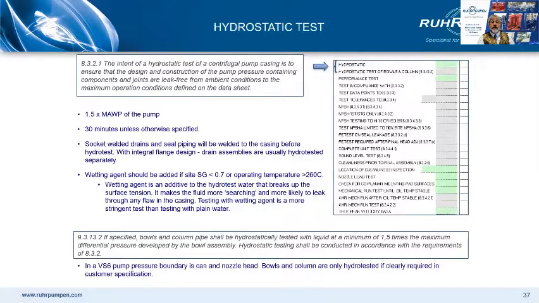This is because these hydrocarbons, light hydrocarbons, are more searching. They will find cracks more easily than would water. So we apply the wetting agent. On a VS6 pump, the pressure boundary is the can and the nozzle head. So the bowls and the column don't need to be hydro tested, but they can be if you want. And so that's an option for you.